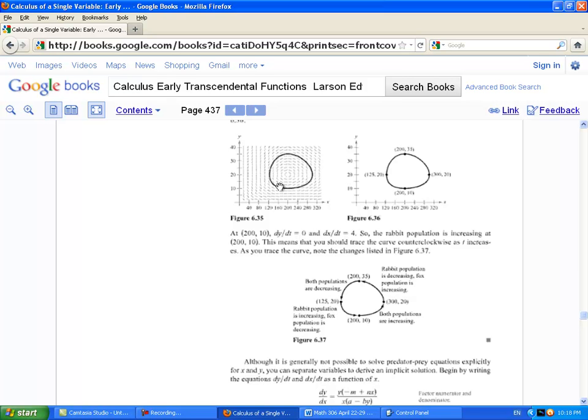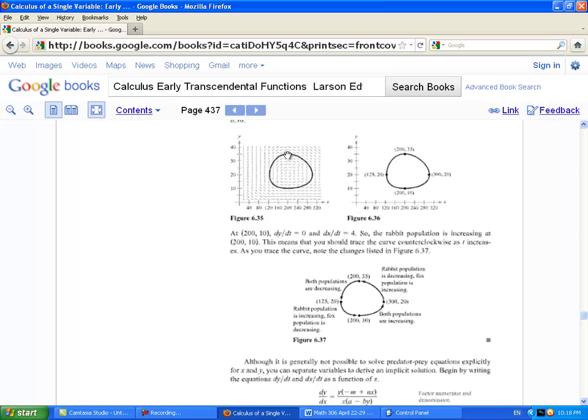So what this is saying is that as time varies, down here at the bottom, say, here I have about 200 rabbits. The rabbits are increasing. And you can see the y-coordinate, the foxes are increasing also. All right, now as I go around, rabbits continue to increase. After I've gotten to this point, the x-coordinate is decreasing, so the amount of rabbits is decreasing, and the amount of foxes is increasing.